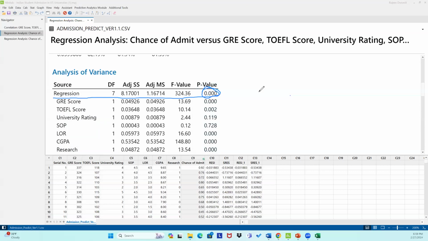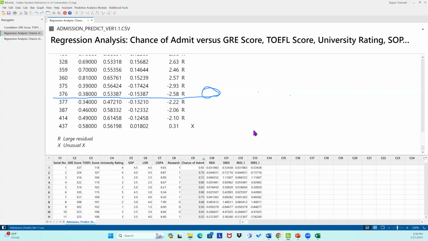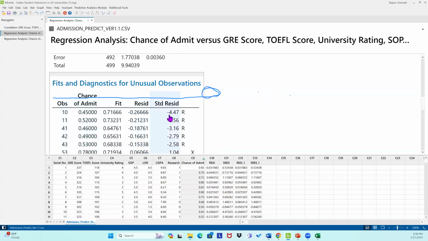Now let's go into this, so you can understand. In this 500 data set, these observations are out of fit, so basically unusual observations in the data set. Number 10, chance of admission is 45%.